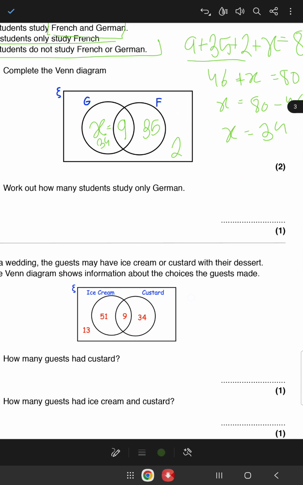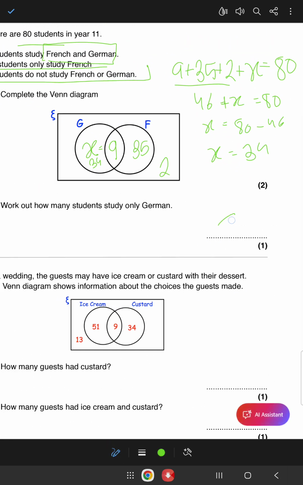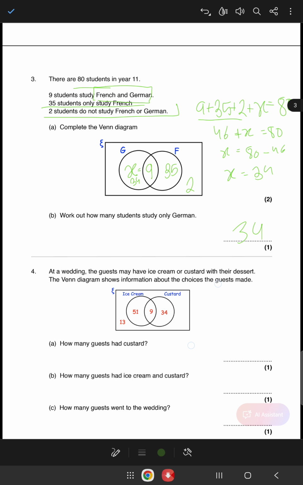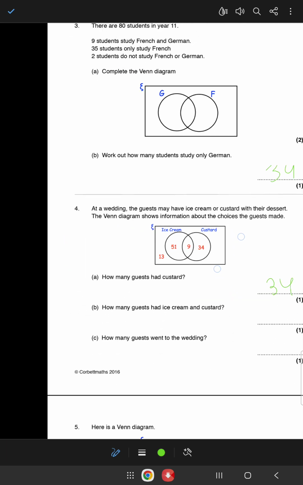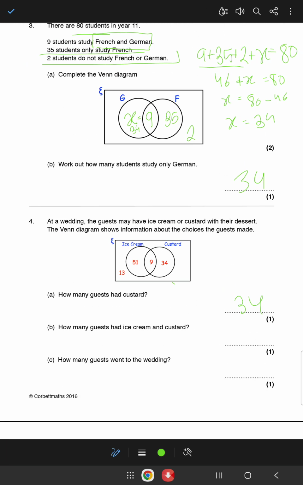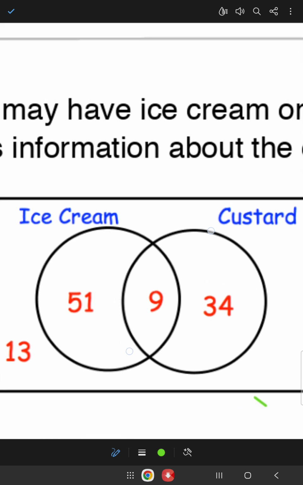Work out how many students only study German. 34. At the wedding, the guests may have ice cream or custard with their dessert. The Venn diagram shows information about the choices the guests made. How many guests had custard? 34. They gave us the Venn diagram and labeled it, so that's good. How many guests had ice cream and custard?